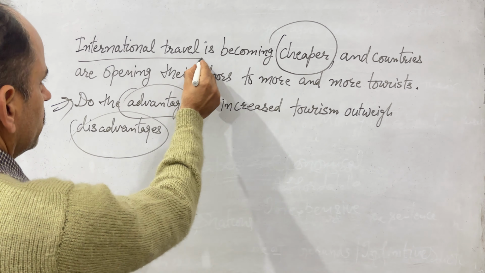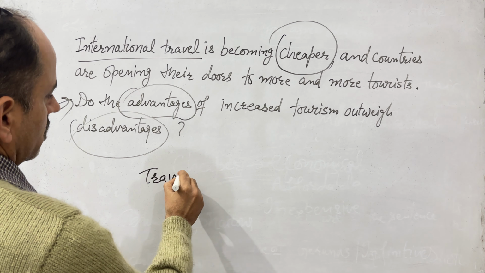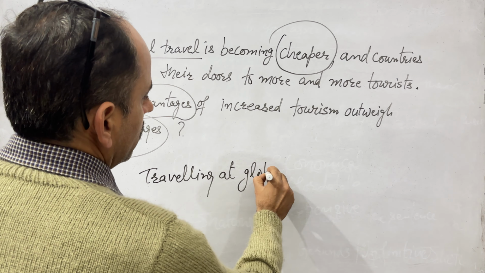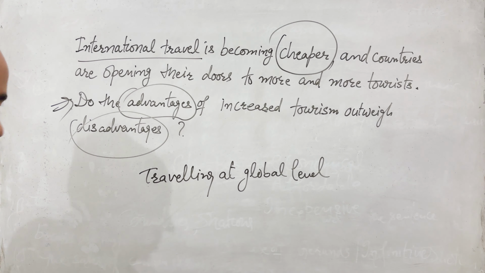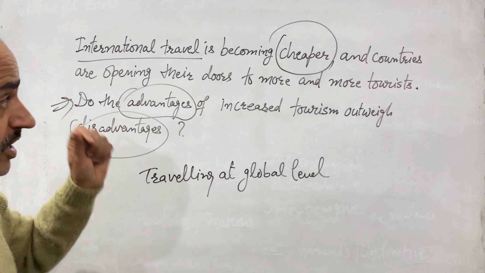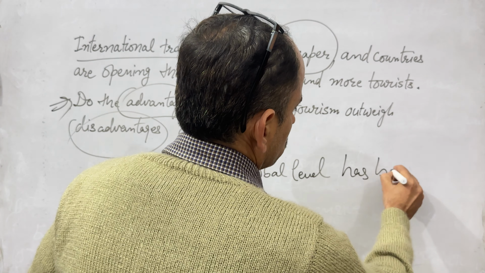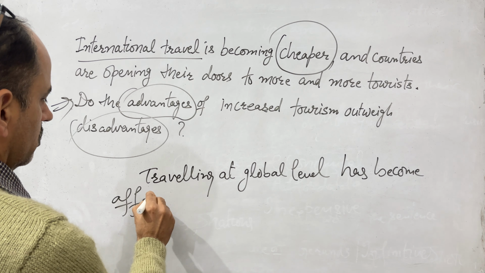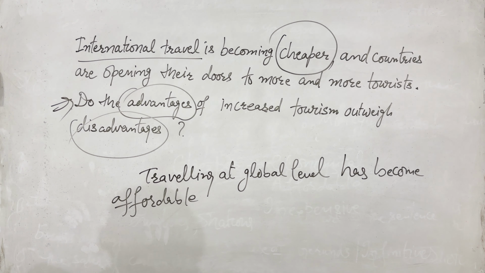Introduction: international travel, traveling at global level, okay. Traveling at global level is becoming, we can say has become, ban chuki hai, has become affordable. And countries are opening their doors to more and more tourists.